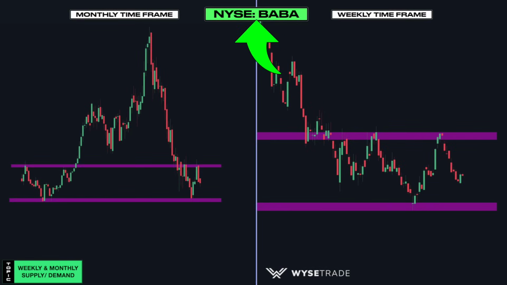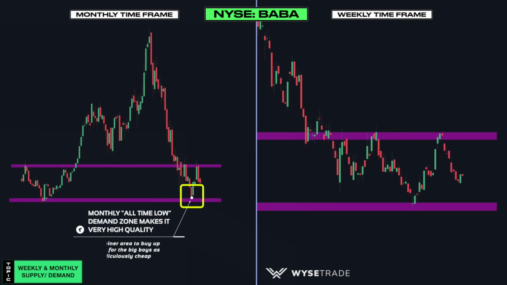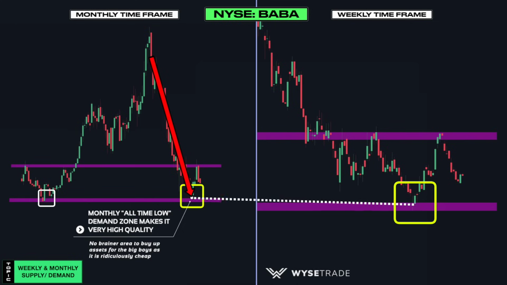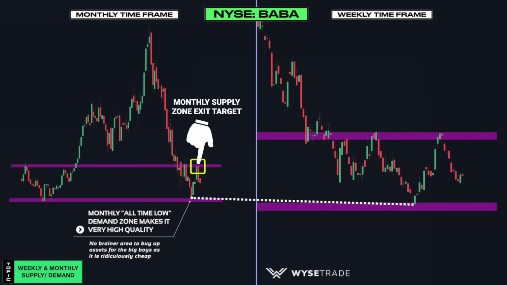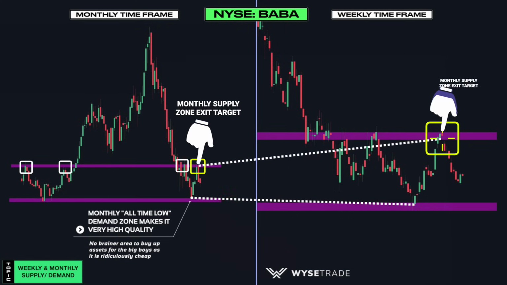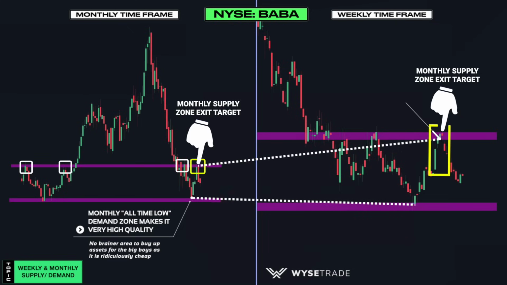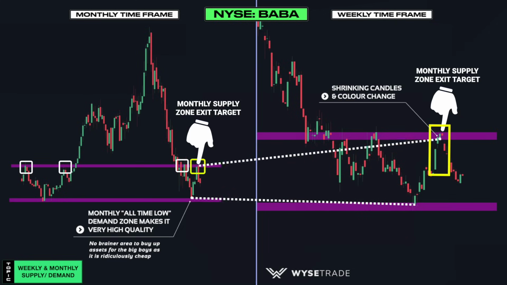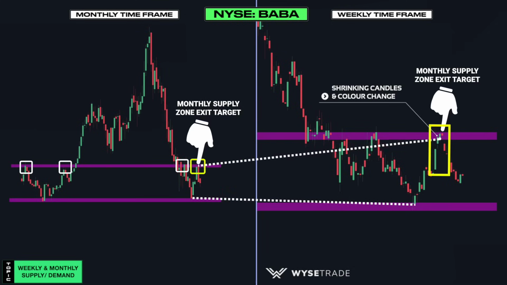This is the Alibaba stock. On the left is the monthly time frame, and on the right is the weekly time frame. This point here is the all-time low pricing, which creates a very high-quality demand zone. As price came all the way down to this zone, notice how it tapped it and reversed, producing great long trades. You then had this monthly supply zone here due to these multiple monthly reversal points, making it a great exit point. You had a perfect shrinking candlestick pattern followed by a candle color change right at the monthly and weekly supply zone for a great exit.